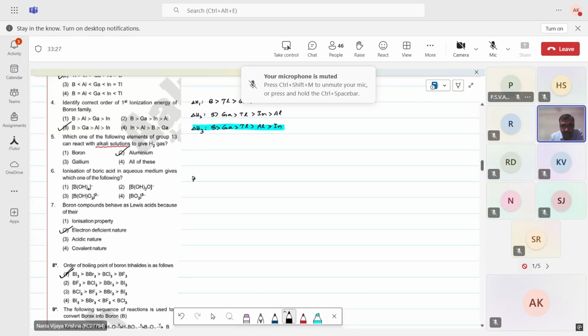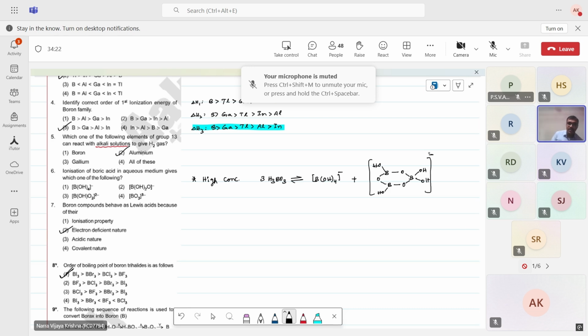Here I want to say one more thing. At high concentrations, boric acid, H3BO3, gives rise and forms not only B(OH)4 minus, it can also form one more product, that is O, B, B, again oxygen, B, OH, OH, minus. It is possible to form this complex also.